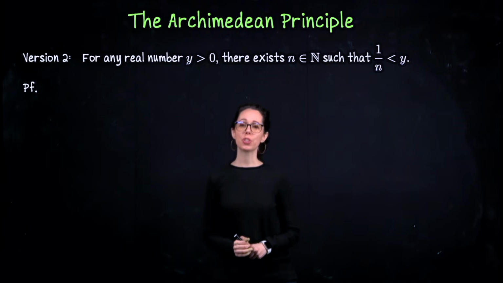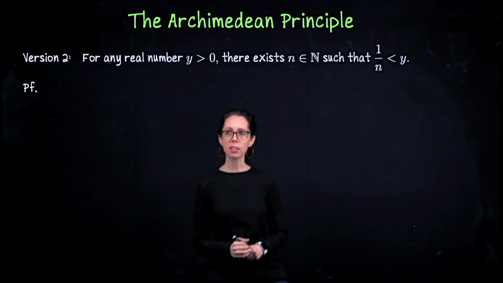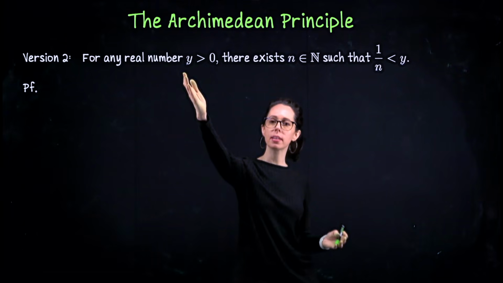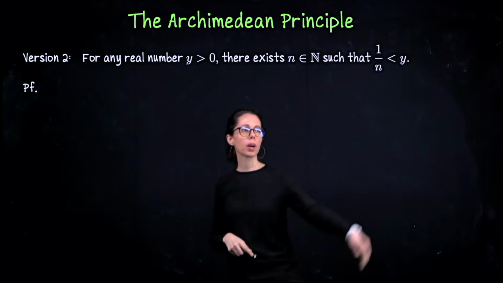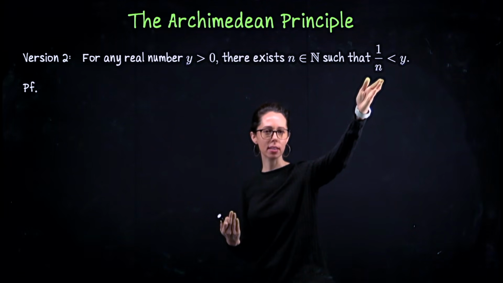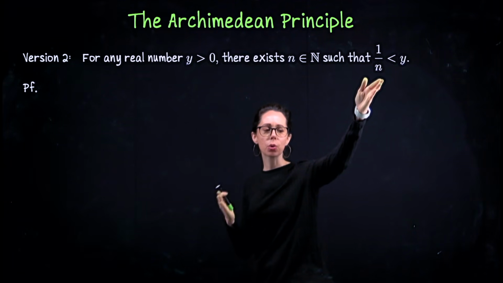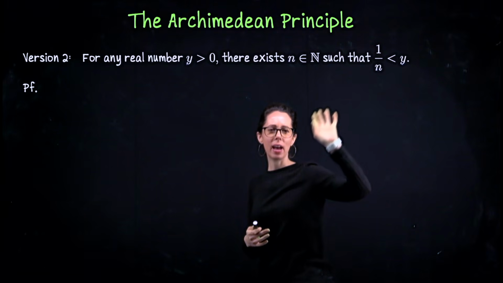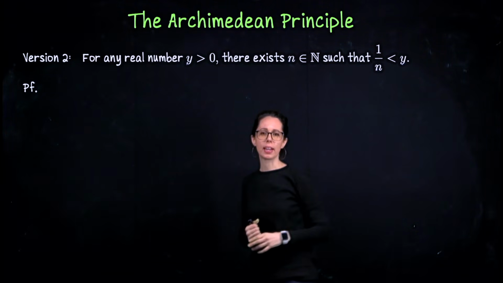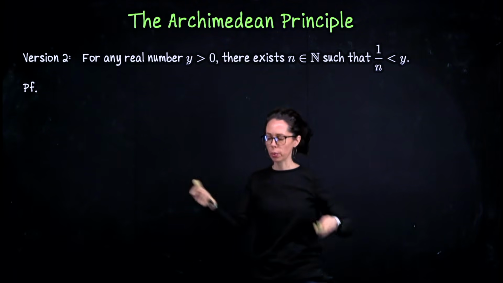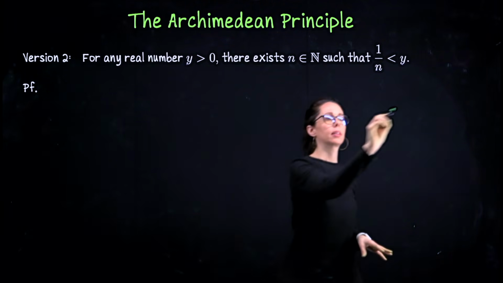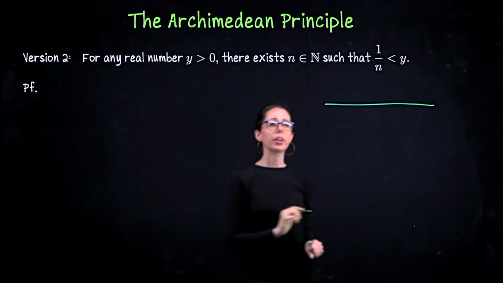So here is version 2 of the Archimedean principle, which tells us that if we have any positive real number y, we can find a number of the form 1 over n, where n is a natural number, which sits between 0 and y. I've said my interpretation of this sentence, so if you'd like, you could go ahead and pause and read this phrase.